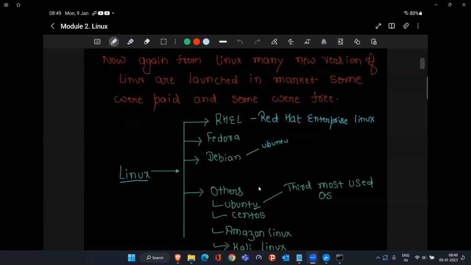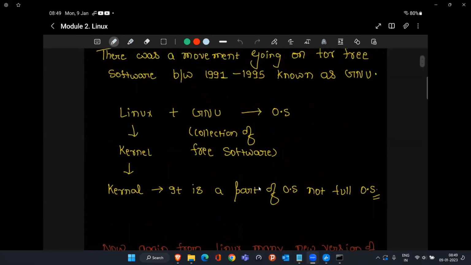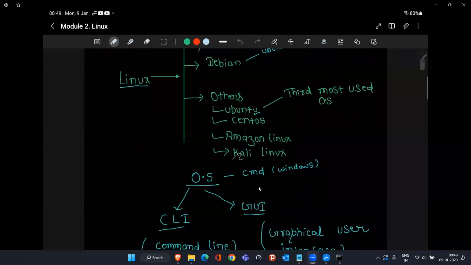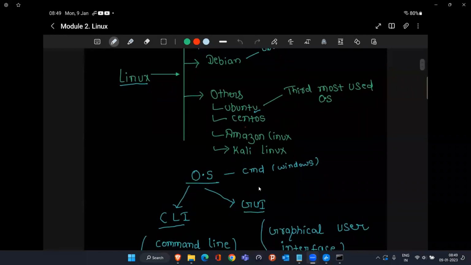So again, you have to understand that we talked about the Linux operating system being nothing but the Linux kernel plus a collection of free software. So whenever we talk about Kali Linux, what they are doing is giving you free software related to hacking. Take an example, there is a software called Aircrack. What does Aircrack basically do? Aircrack helps you to hack Wi-Fi passwords, for example. So this software is freely available in Kali Linux.